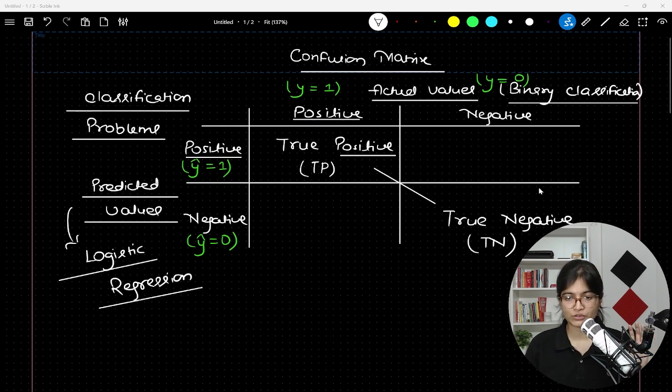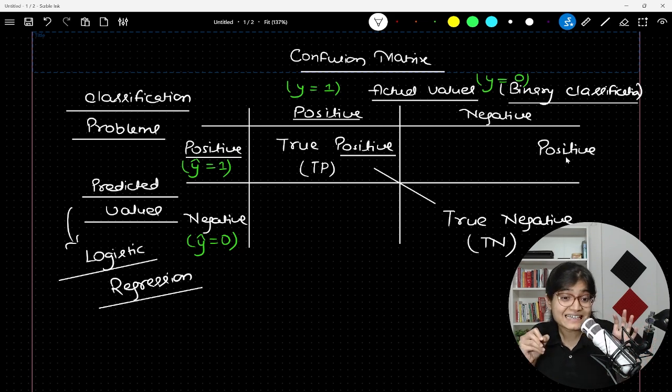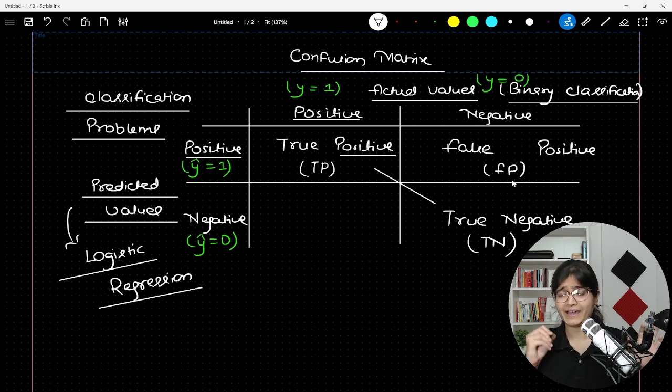Now let's move ahead to the filling of the remaining two blocks that we have. Now this is important. What you are saying is that actually the patient is not diabetic, the value of y is 0. But my prediction says the value of y cap says he or she is diabetic. Now that is where error will come. That is where the worst case scenario will come. But what does your prediction say? It's positive. But is that a true positive or a false positive? It's a false positive, so it will be represented by FP.